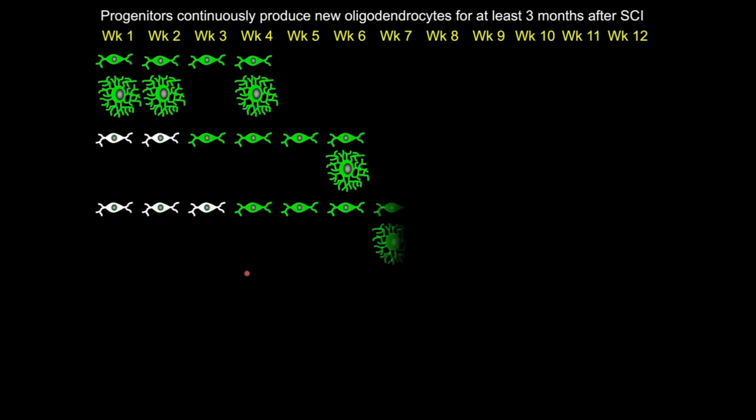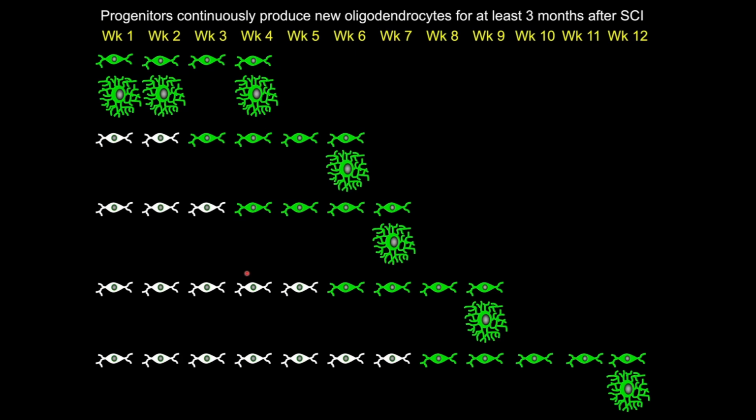So we put this data all together. What we actually saw was that it didn't seem to matter when we gave the tamoxifen. OPCs were making oligodendrocytes within the first week, as well as some of them waiting until the 10th, 11th, and 12th week to make oligodendrocytes. So we have some OPCs that are dividing right away and differentiating. Meanwhile, others are hanging out for several weeks to months before they then go on to make a new oligodendrocyte.